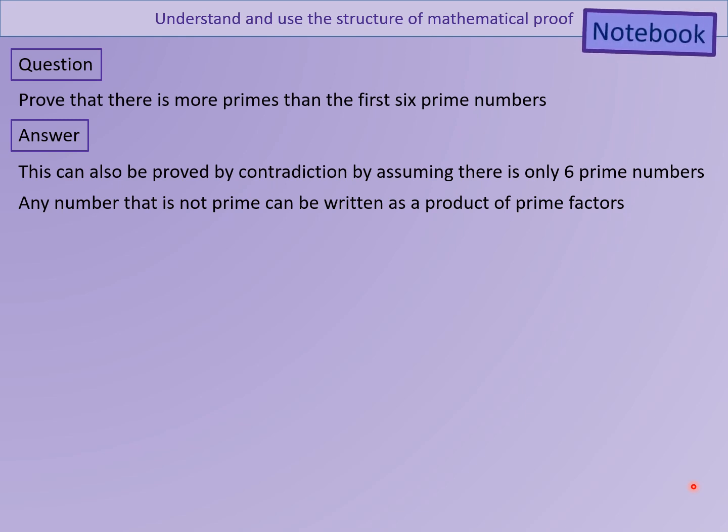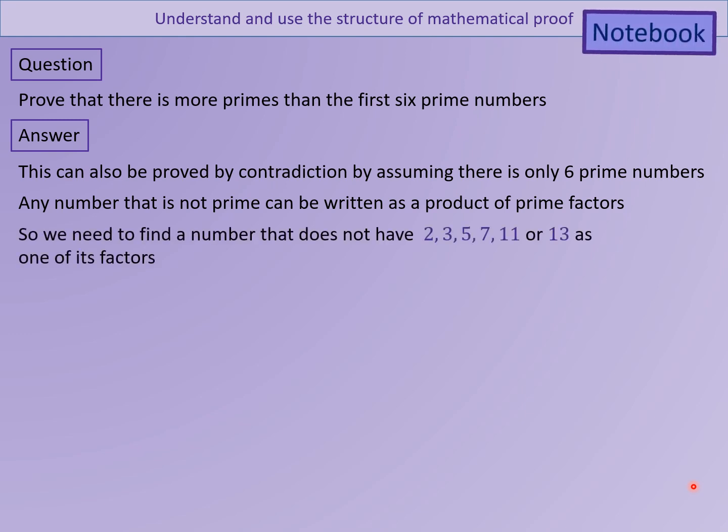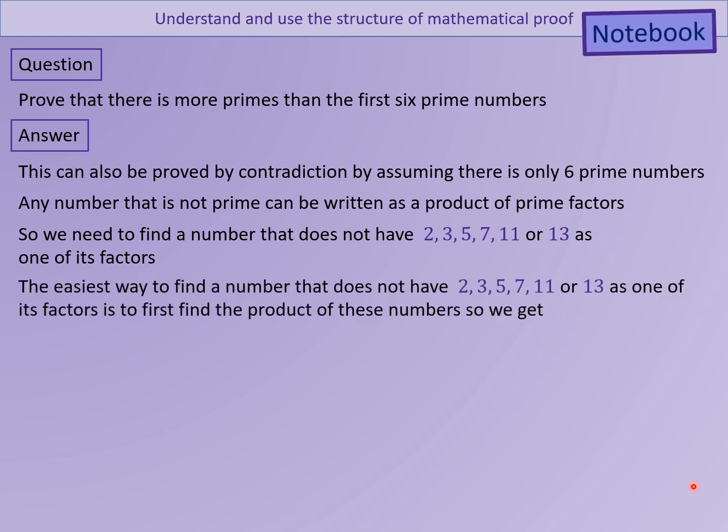So we're going to write another number, which is the product of the first 6 prime numbers: 2, 3, 5, 7, 11, 13. We know that the number we've got, the product of those, which is 30,030, definitely has 2, 3, 5, 7, 11, and 13 as its factors. It's got a factor of each of those, and in fact, there are 6 prime numbers that we're trying to prove.